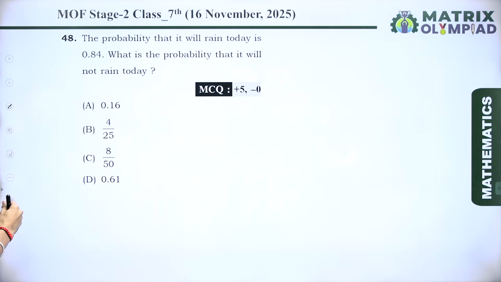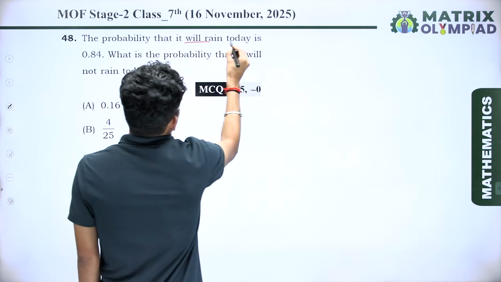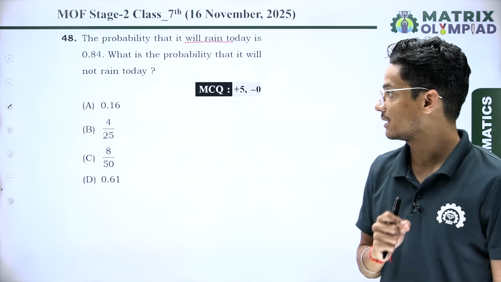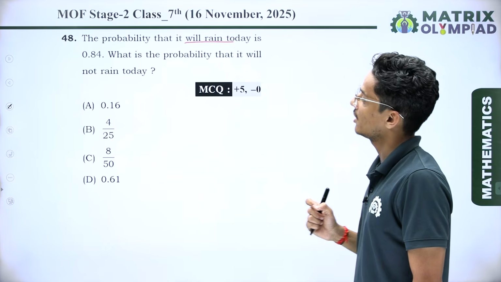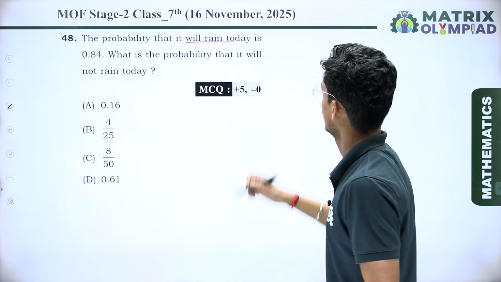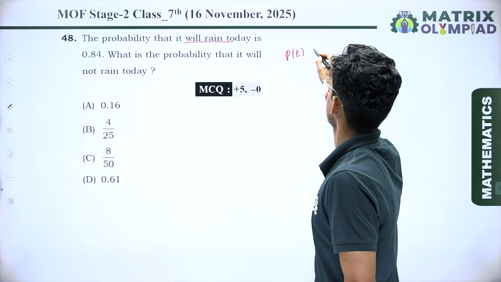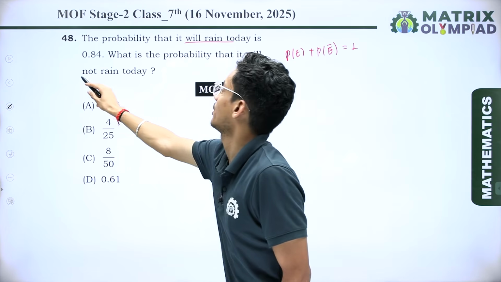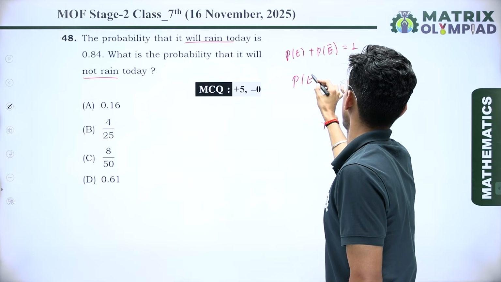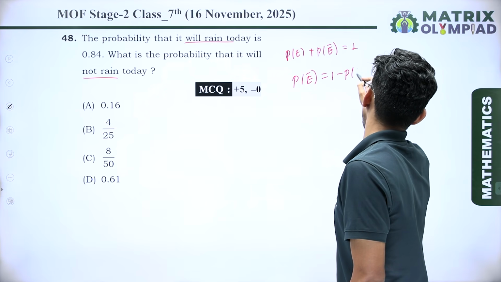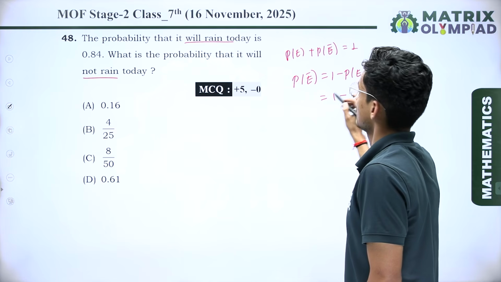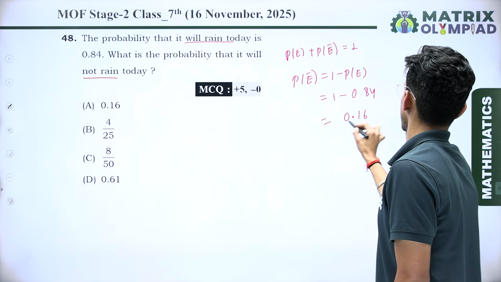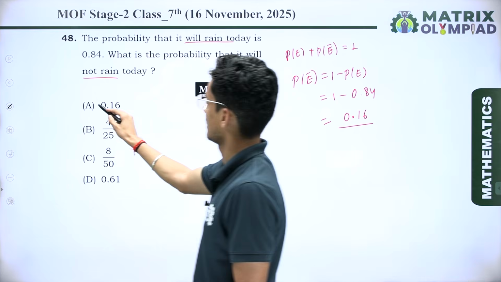So now the next question: the probability that it will rain today is 0.84. So what is the probability that it will not rain today? We know the probability of an event happening plus the probability of the event not happening is 1. So we have to find it for not raining today. So not happening is 1 minus the probability of the event occurring. So 1 minus 0.84, here we get 0.16. It means option number A is correct.